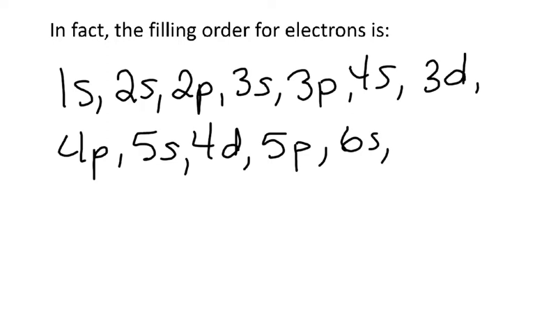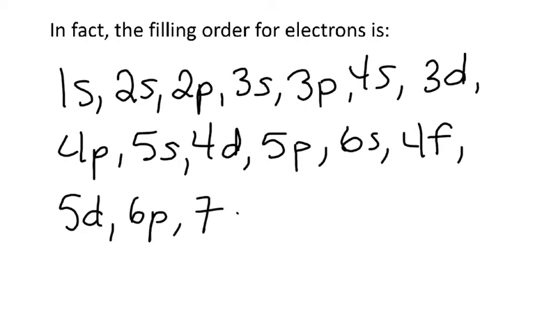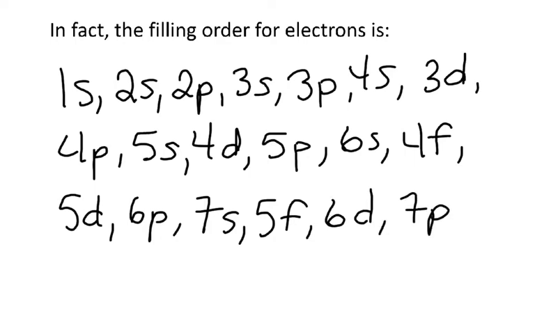Now, this is where the 6th row goes into the f, okay, so at this point it goes to 4f, then it goes 5d, and then 6p. And then 7s. In the 7th row they do the same thing. They go back to the 5f, then the 6d, and then the 7p. Okay? And this is the best filling order we have. We don't have anything that's in an 8th row. There is no 8th row.